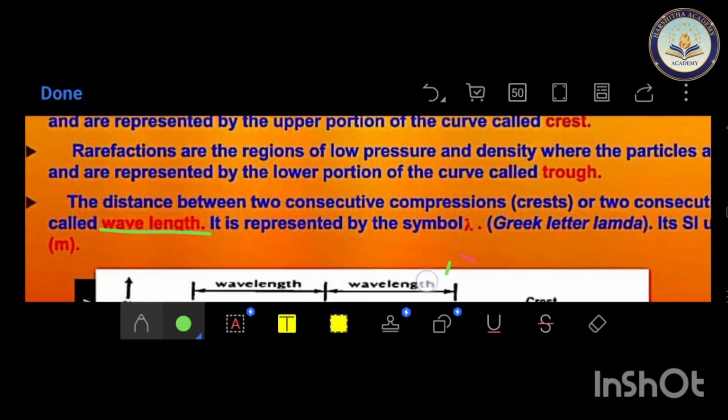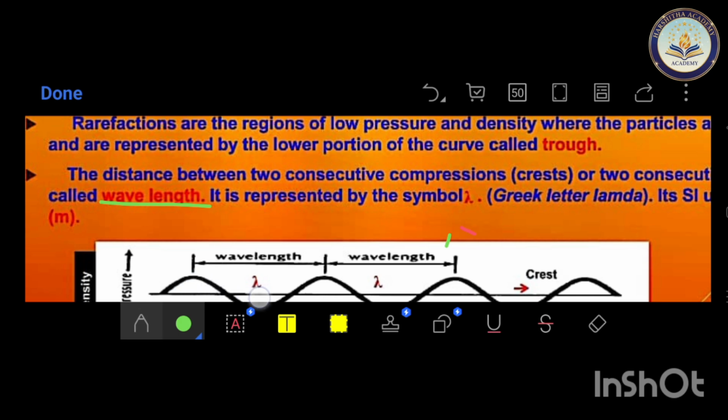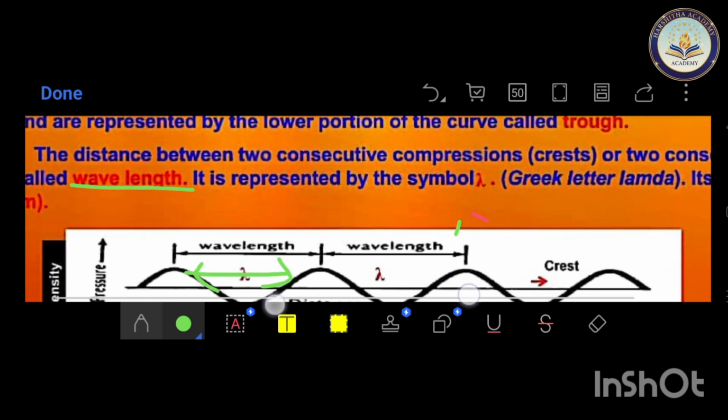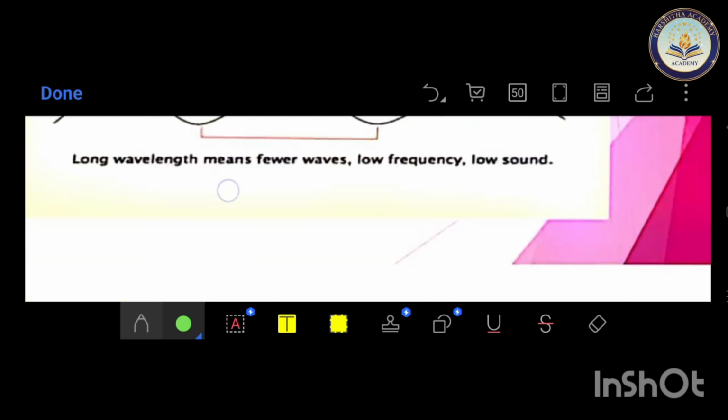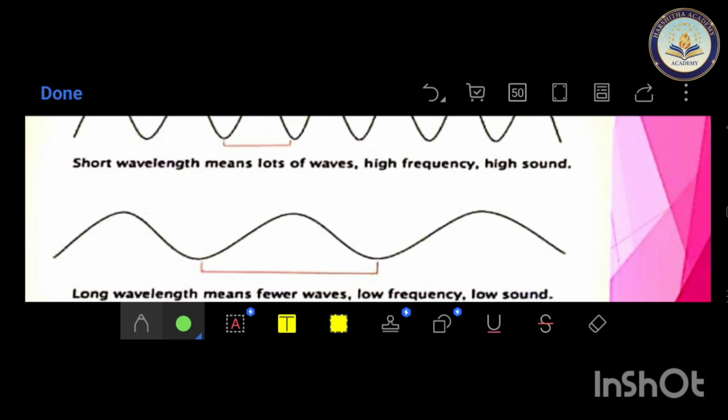Wavelength means, if I take a vibration here in the propagation of sound by transverse waves, the length between two vibrations or the length of one wave. This is what we call the wavelength. It is the distance between two waves.